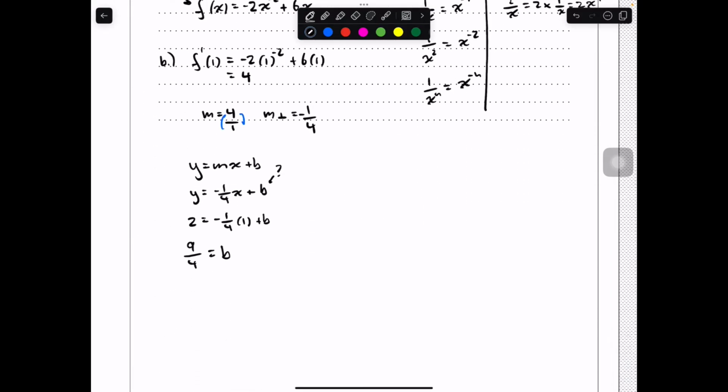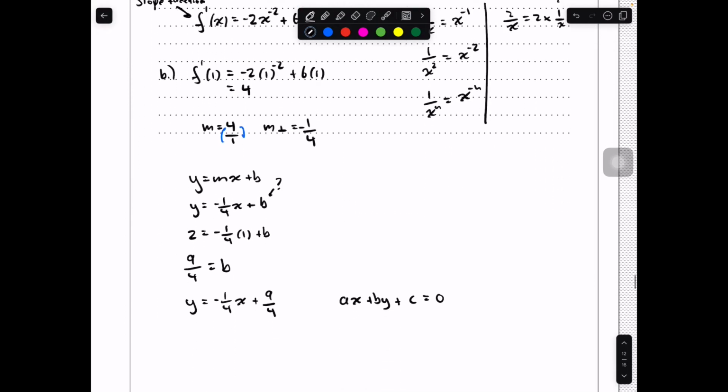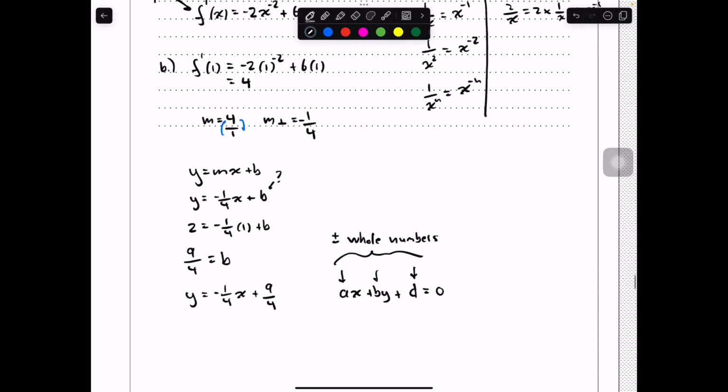Okay, so our equation of a line in the end is y is equal to negative 1/4 x plus 9 over 4. And they want us in the end to write it out in this form: ax plus by plus d is equal to 0, where a, b, and d can have no fractions, no decimals, just whole numbers. Positive, negative whole numbers. Okay. So, first off, let's bring everything to one side.